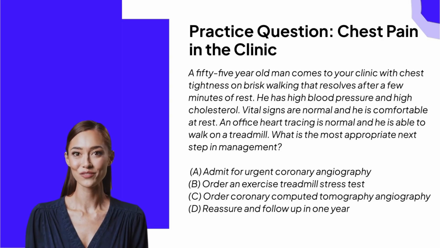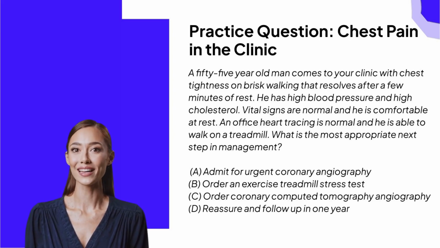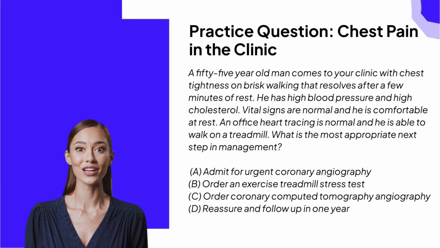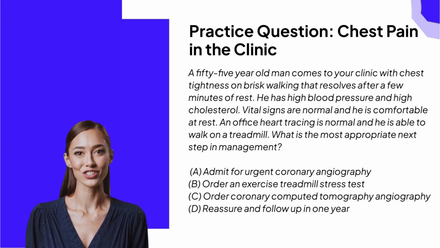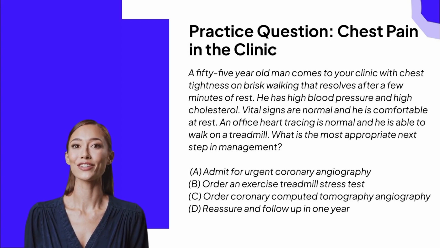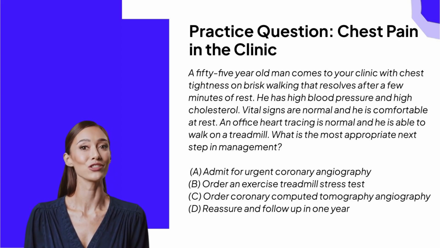Let us work through our first practice question. A 55-year-old man comes to your clinic with chest tightness on brisk walking that resolves after a few minutes of rest. He has high blood pressure and high cholesterol. His vital signs are normal, he is comfortable, his office heart tracing is normal, and he can walk on a treadmill. The question asks for the most appropriate next step. Notice the setting and how stable he is. Read the options, pick your answer, and we will reason through it next.